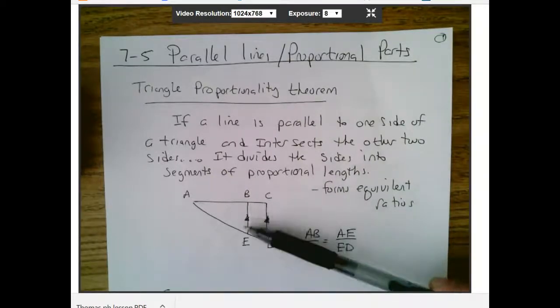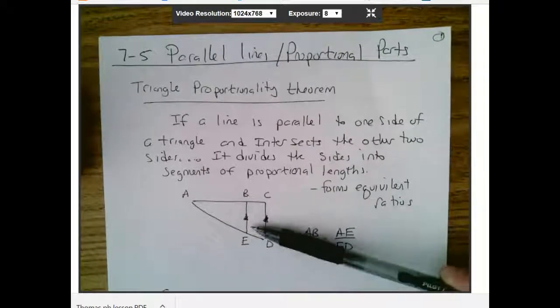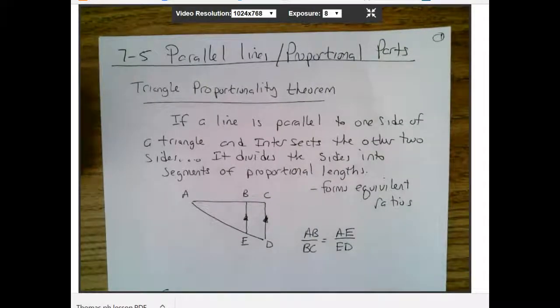It has to be proportional, and we know, if this line is parallel to that, then it's going to be the same distance. It's going to intersect this next side, CD, equally. So that's how it works.